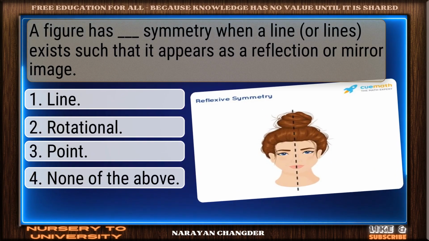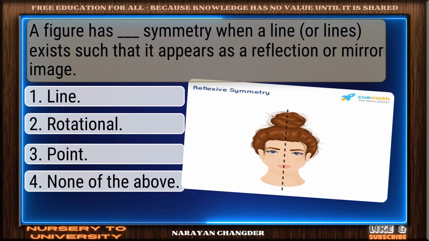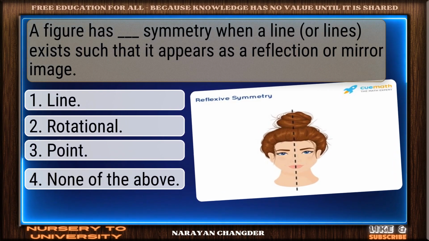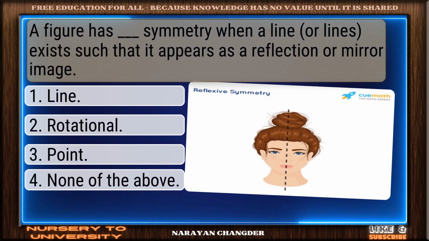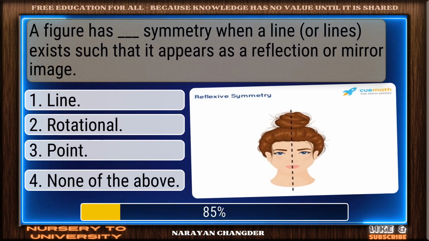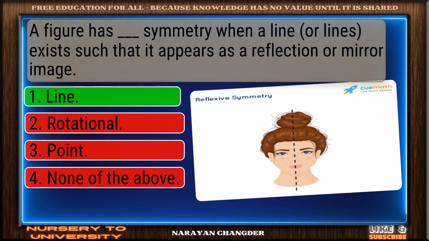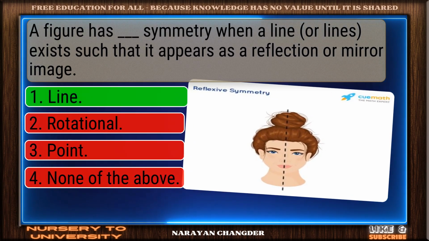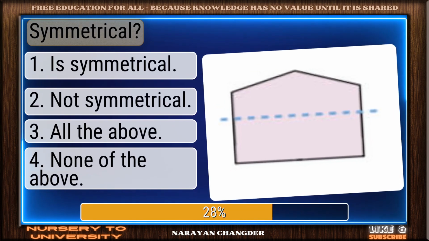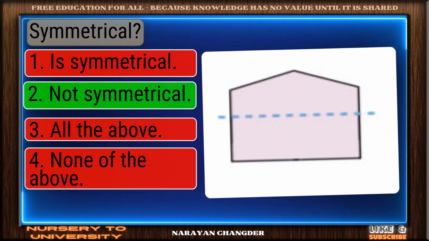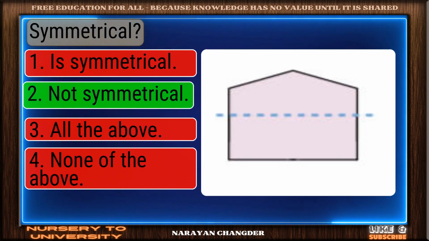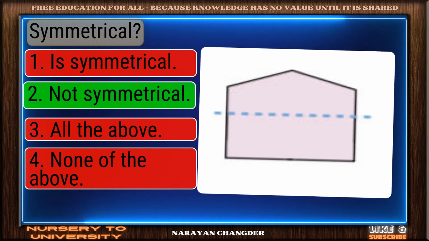A figure has dash symmetry when a line exists such that it appears as a reflection or mirror image. Great job. Line is the accurate answer. Symmetrical? Perfect. Not symmetrical is the correct choice.